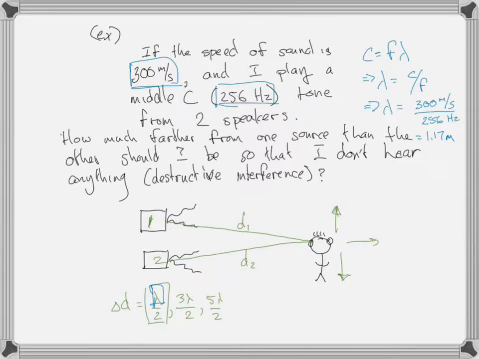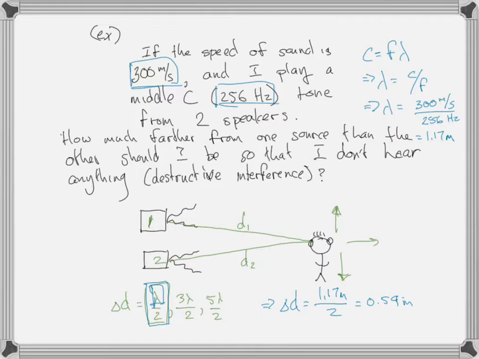So in order for me to be at a place of destructive interference, I should be half of that distance farther from one than the other. Or any of the other things, but in this case I'm just doing lambda over 2. So delta d is equal to 1.17 meters over 2, which is 0.59 meters farther from one speaker than the other. There are many places where that's true, but I need to be 0.59 meters farther from one speaker than the other.